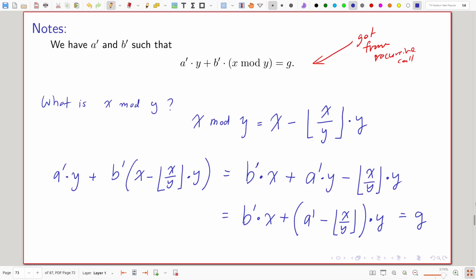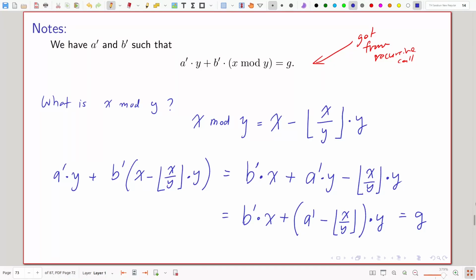Okay. What do I get here? Now, b prime is an integer. Why do we know that b prime is an integer? Because it's the value returned from the recursive call, and the recursive call guarantees that b prime and a prime are going to be integers. This one is also an integer because a prime is an integer, and the floor of X over Y is going to be an integer. So you subtract an integer from an integer, this is going to be an integer.